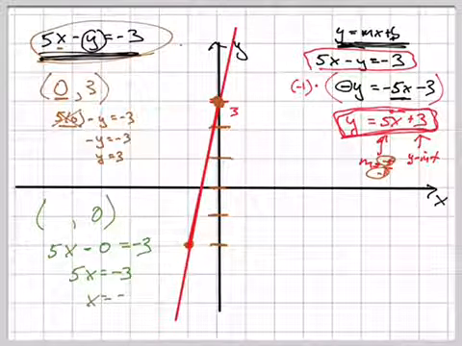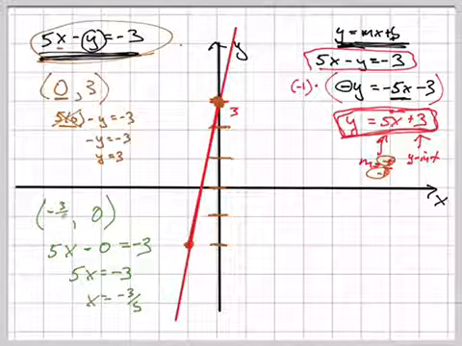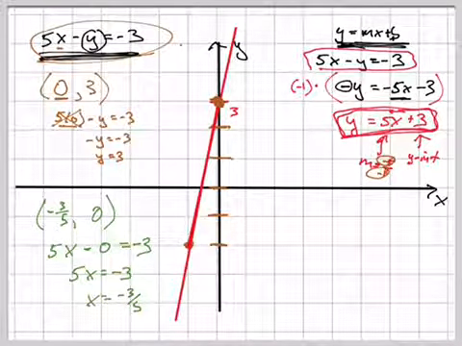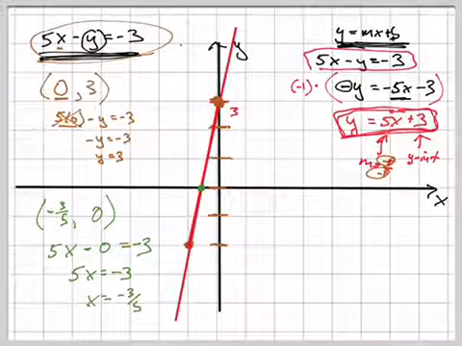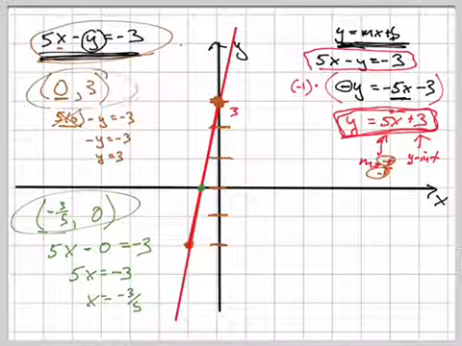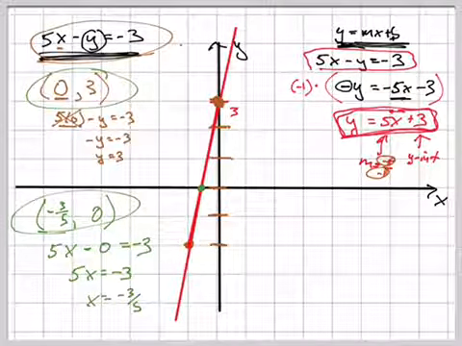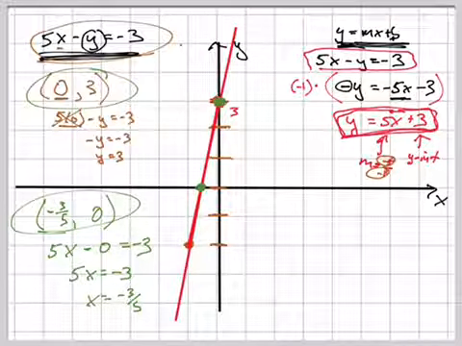X equals negative 3/5. So negative 3/5, comma 0. I guess where that is. It's that point right there. Negative 3/5, comma 0. 0, comma negative 3. Those 2 points. Now I just draw a line between them.